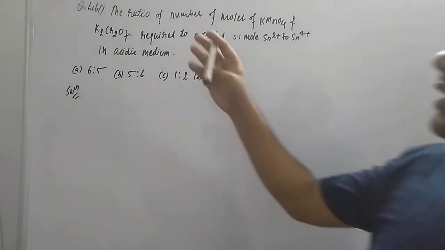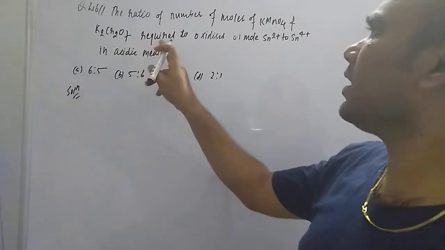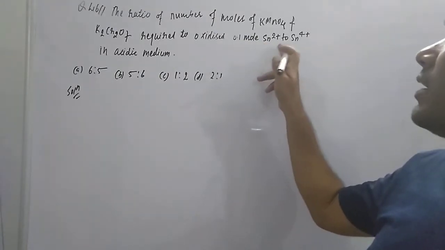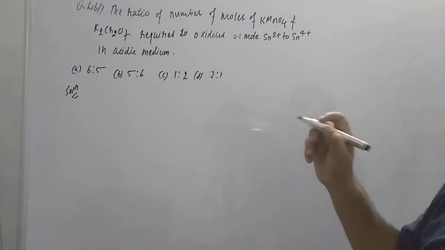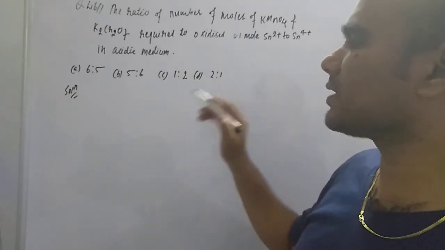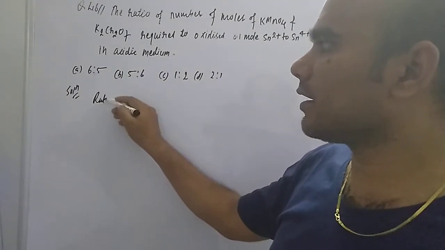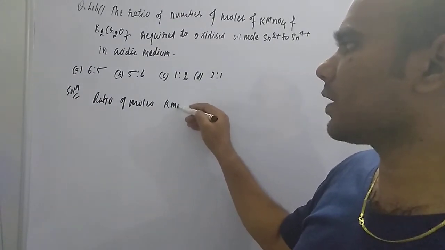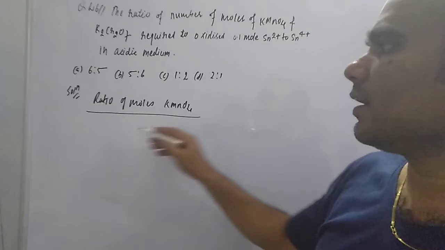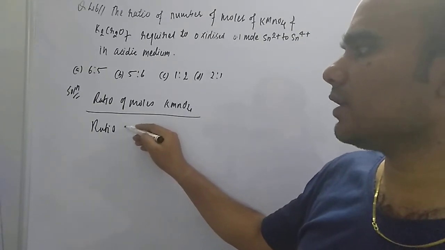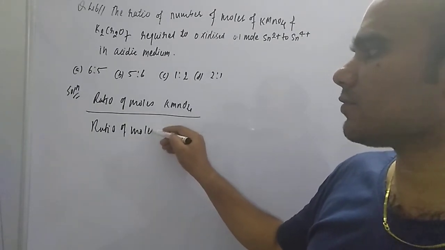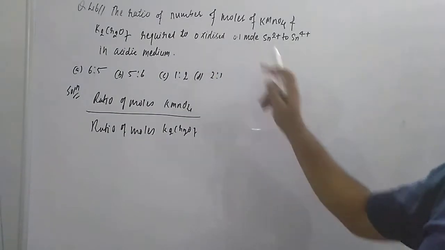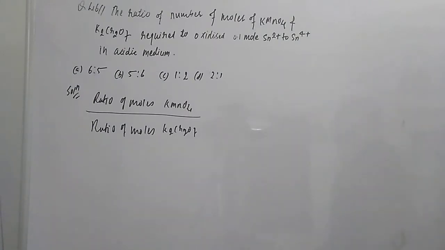Firstly, they are saying the ratio of the number of moles of KMnO4 and K2Cr2O7 required to oxidize 0.1 mole of Sn2+ to Sn4+. Dear student, firstly writing the balanced chemical equation is required. They are asking the ratio of moles of KMnO4 divided by what, student? The moles of K2Cr2O7, to oxidize 0.1 mole of Sn2+ to Sn4+.